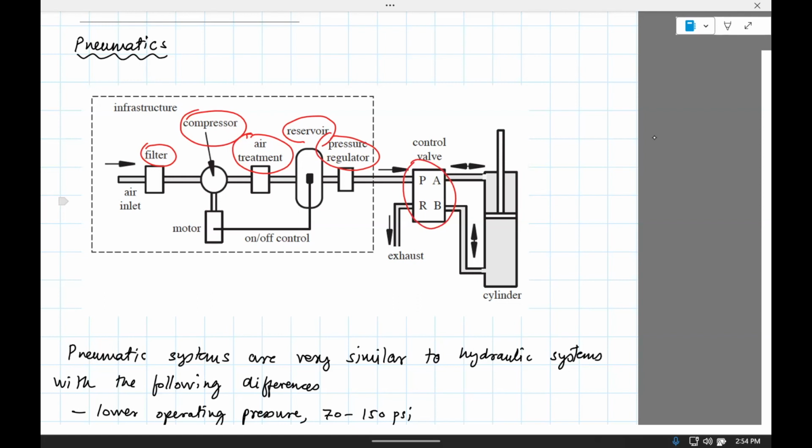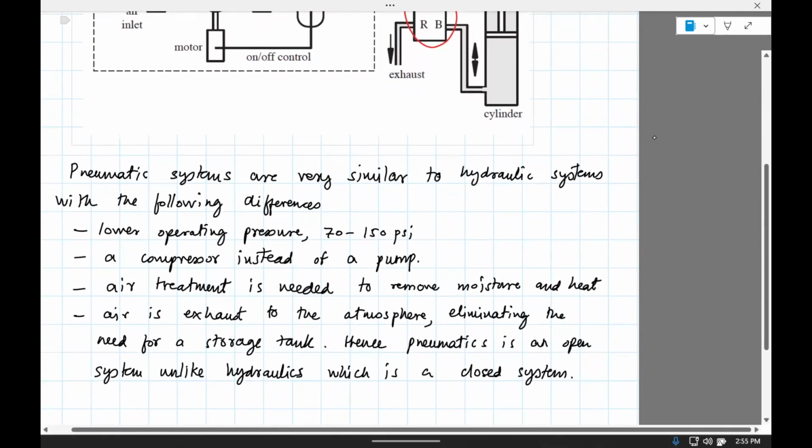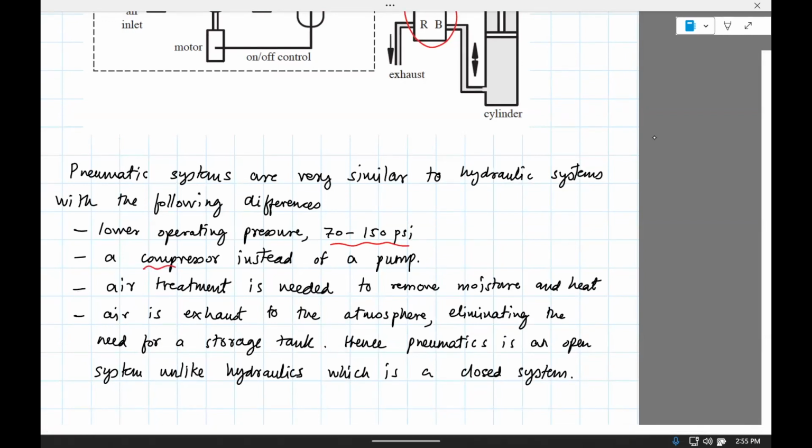So the system looks essentially similar to that of a hydraulic system with a few differences. Some of the differences are you get low pressure. You only get 70 to 150 psi. There's a compressor instead of a pump, because you only have compressed air. You need air treatment. You don't need that for a hydraulic system.